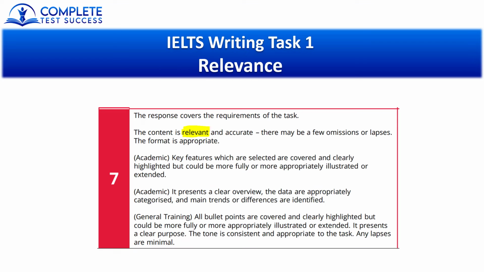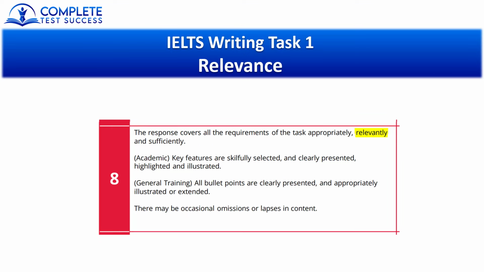For a band 7, it says the content is relevant and accurate, but there may be a few omissions or lapses. And then for a band 8, it says the response covers all the requirements of the task appropriately, relevantly, and sufficiently. So when we talk about irrelevant information, there are generally 3 things that we're talking about.